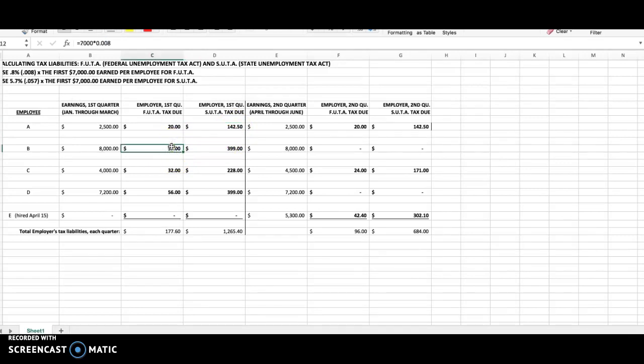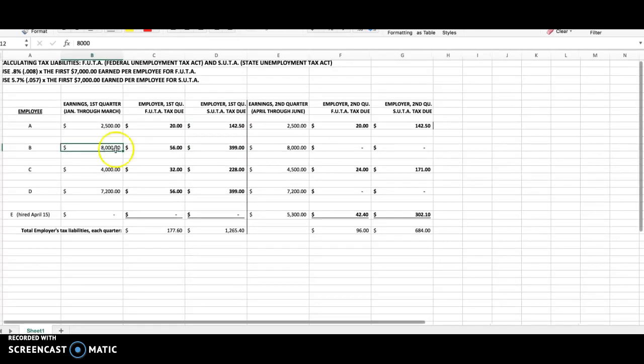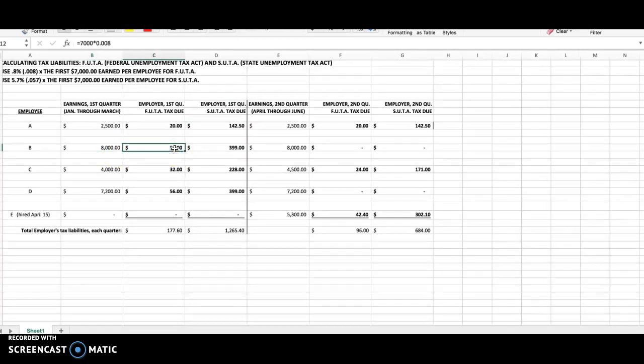We do the same thing with employee B. He or she earned $8,000. So we only pay on the first $7,000. So that's why the formula up here shows 7,000 times 0.008. That's the total amount that we need to calculate. So that comes up to 56. Same way with the state unemployment tax. 0.057, you see up in the formula bar, times 7,000. So we only pay on the first 7,000.